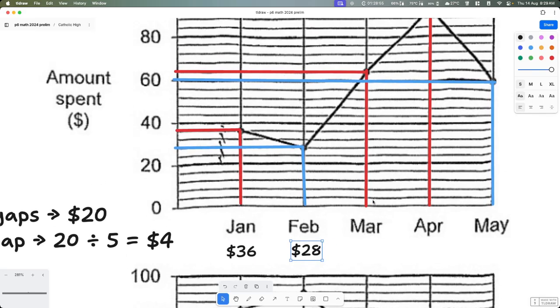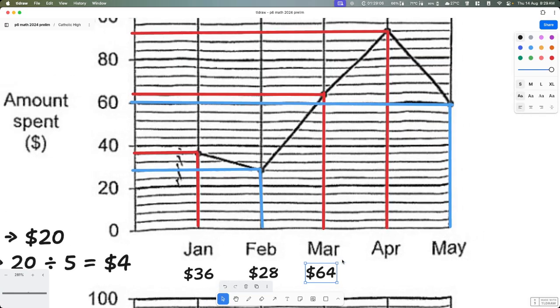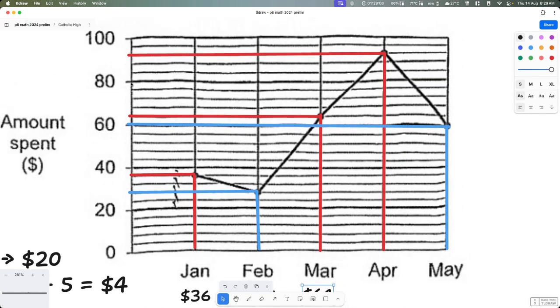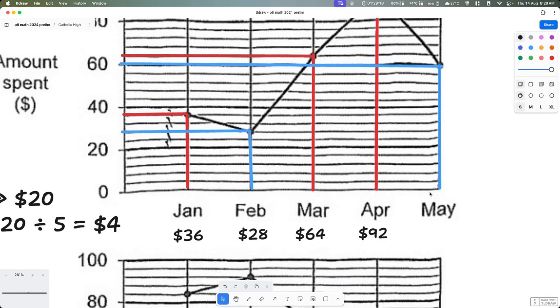For March, it's 60 plus 1, so this will be 64. Wow, somebody's very rich. It's $64. For April, it's 80, 84, 88, 92. So this is $92. And then after that, May is just $60 in this case over here.